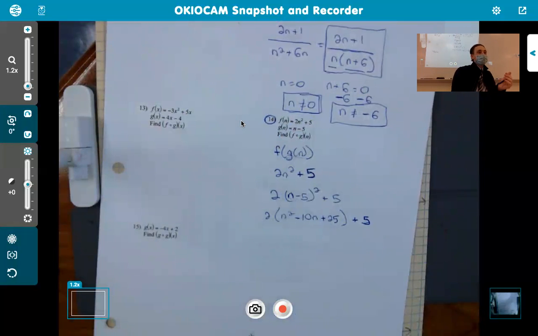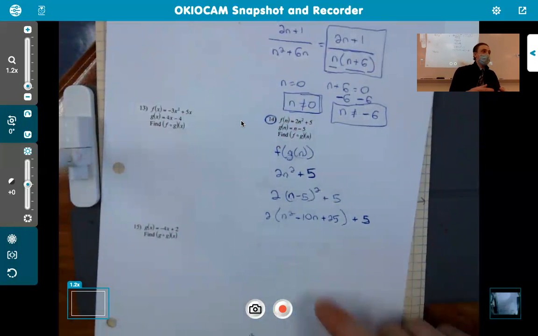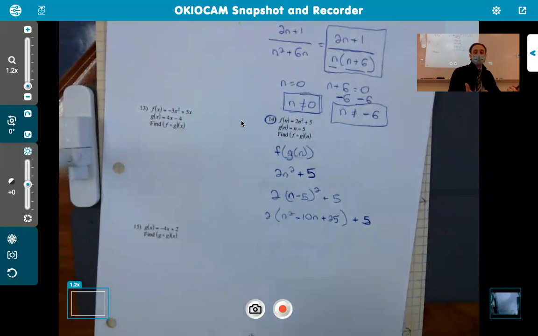Are there any questions about that? If you were to expand it in FOIL, you'd get the same thing. You just have to worry about combining like terms and all that stuff. Okay.